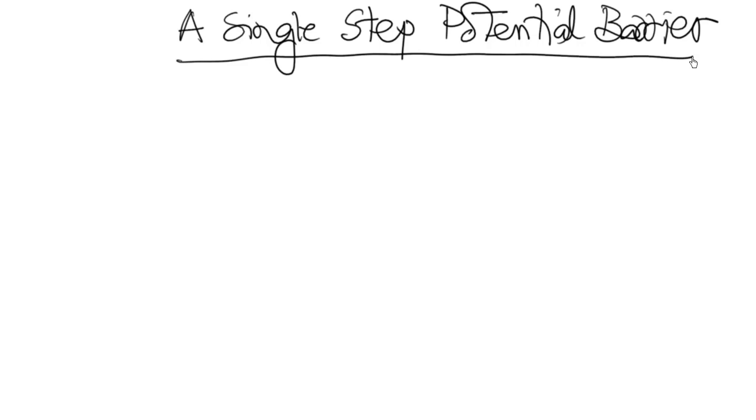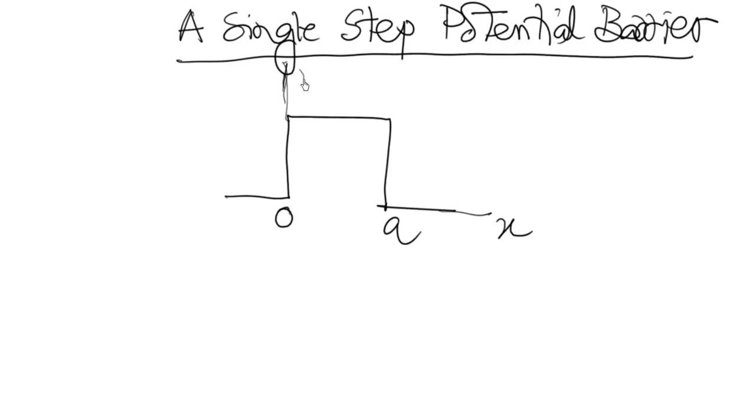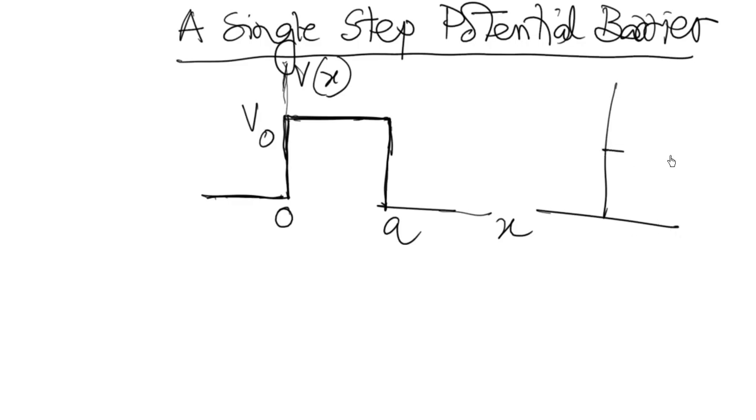If we have this kind of potential energies, for simplicity, we consider the one-dimensional case. We plot the potential energy as a function of the position x. Then we can have this kind of situation. This is a potential barrier, and this is a single step potential barrier.